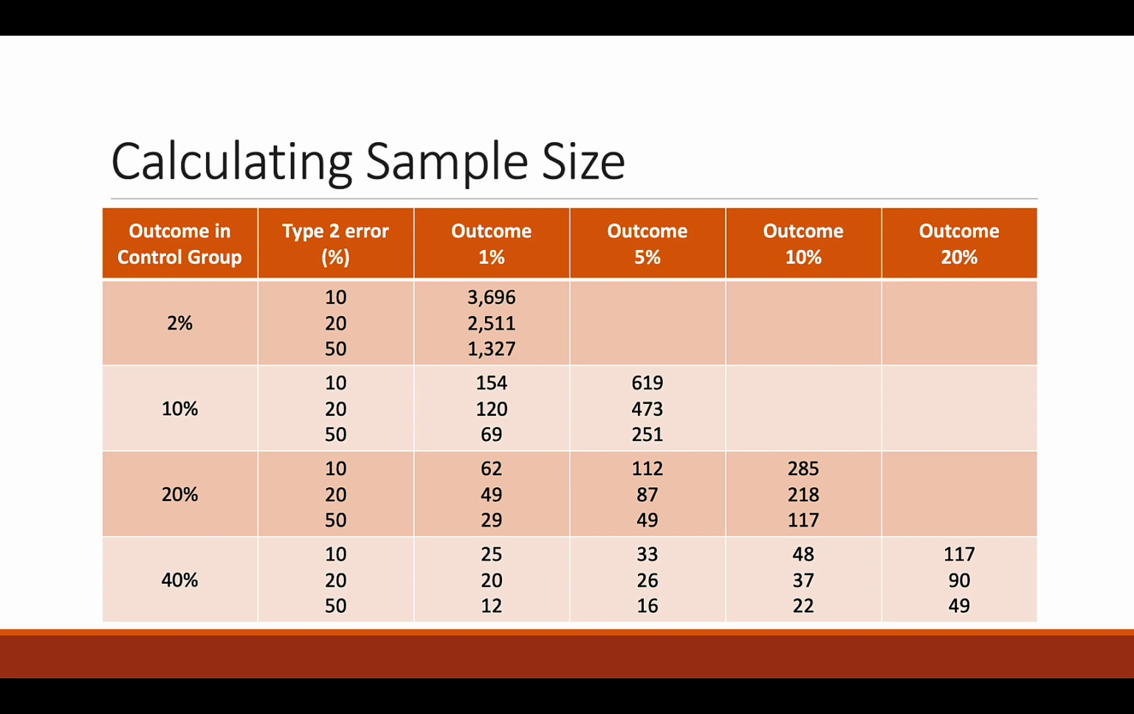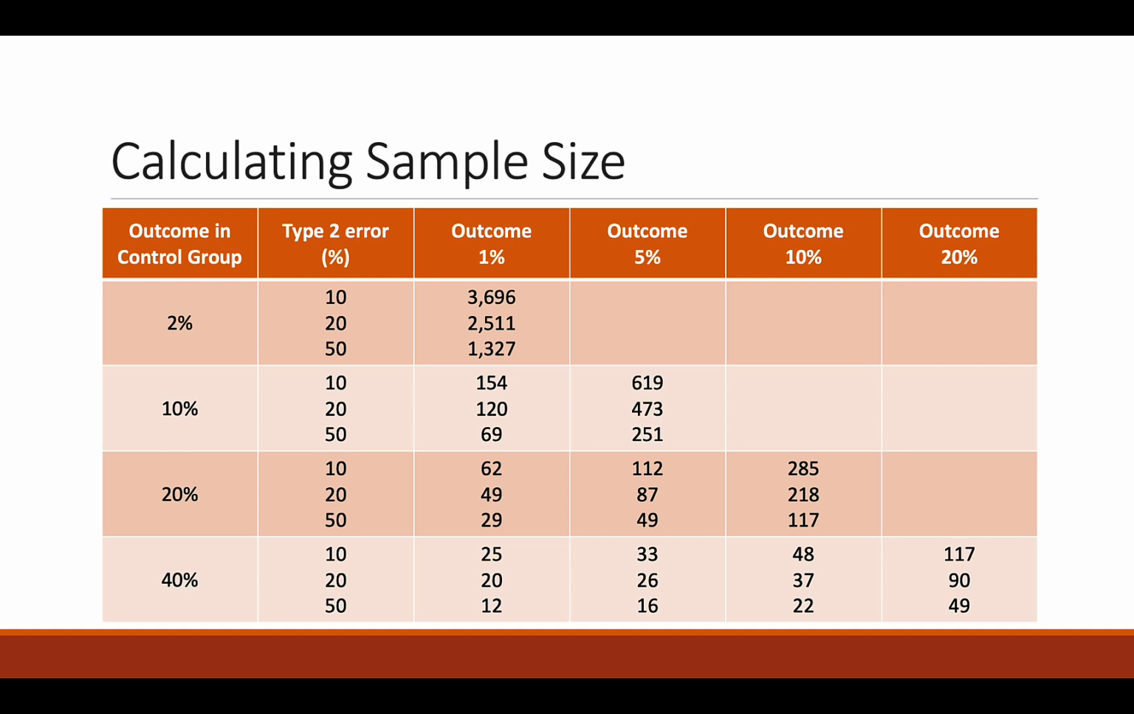This is a table which shows the relationship of estimated sample size to some of the factors that we just discussed. For this table, you can consider the alpha value to be 5%. The leftmost column is the incidence of the outcome in the control group. The second column is the type 2 error rate, and then the 3rd through 6th columns are the outcome in the treatment group. So if we just take this first line, if the outcome in the control group is 2% and we want 10% type 2 error, meaning 90% power, and the outcome in the treatment group is 1%, that means the difference between the groups is only 1%.